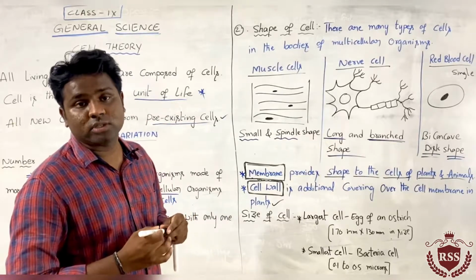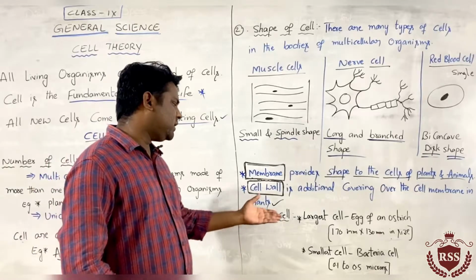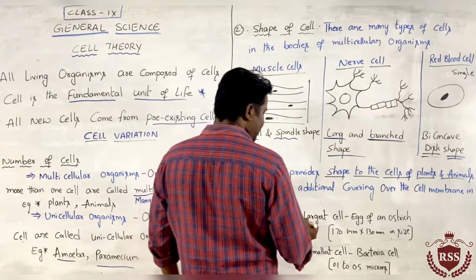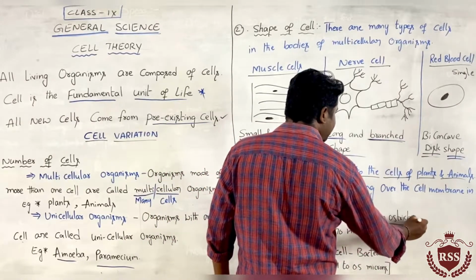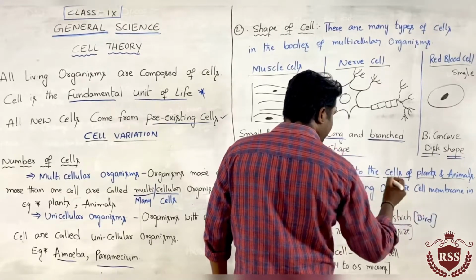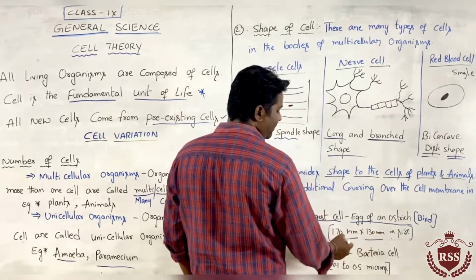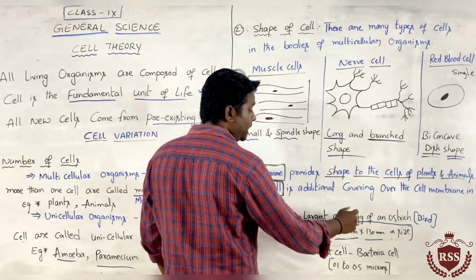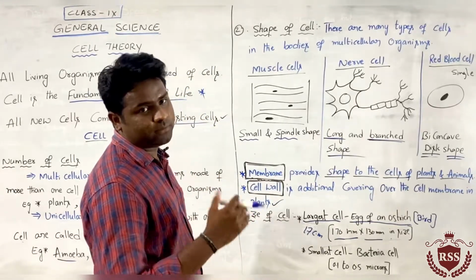Then coming to size of the cell. If you consider size, the largest cell is the egg of an ostrich. Ostrich is a bird. This size is 170 mm into 130 mm. 170 mm is nothing but 17 centimeters into 13 centimeters.